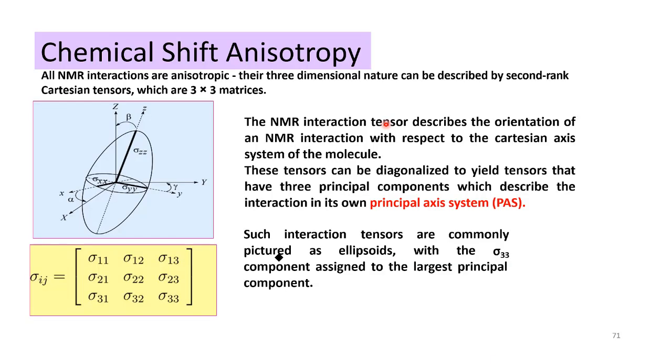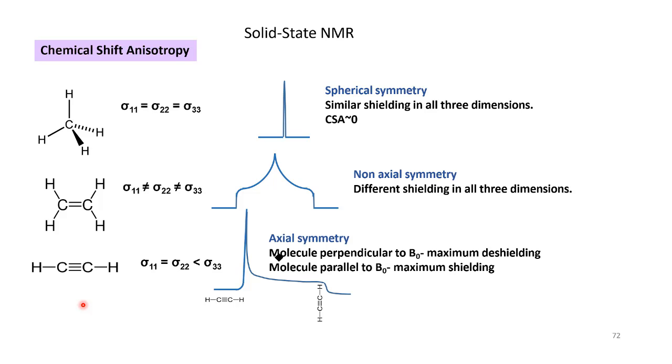So depending upon the anisotropy, we will get a different magnetic field at different directions, and that is represented as a tensor here. This is the anisotropic tensor, also called the principal axis system. That is sigma 1 1, sigma 1 2, sigma 1 2. So 1, 2, and 3 are x, y, z respectively, and this is represented by a 3 cross 3 matrix.